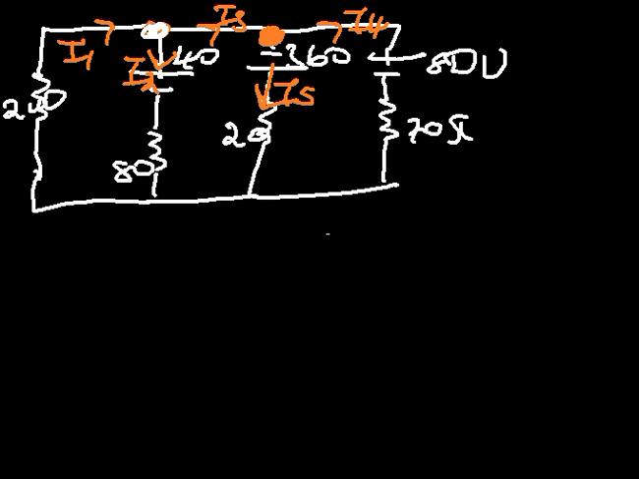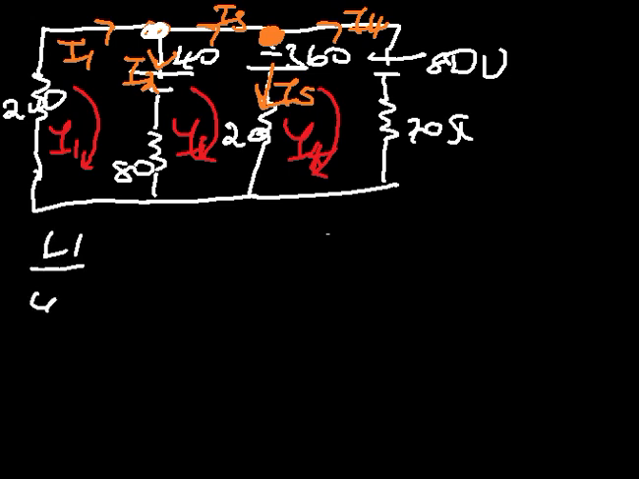Now let's apply Kirchhoff's voltage law in the loops. We have the current flow in loop 1 given as I1. In loop 2 we have I3, which is this. In loop 3 we have I4, which is this. Now let's start. In loop 1 we have I1 flow, and we have 200 plus 80, and minus 80, which is being traversed by another current from the other loop, so it is given as 80 times I3.